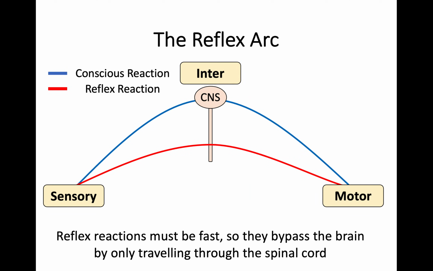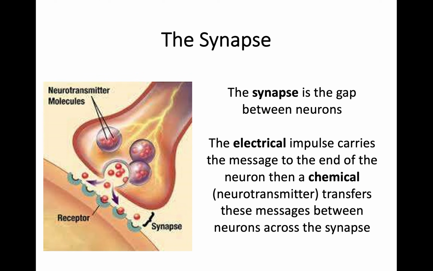So again, we see this sensory, inter and motor neural pathway. However, you'll see here in the diagram, a reflex reaction doesn't go through the brain, although it still goes through the central nervous system. It goes through the spinal cord. The reason for this is because this is automatic. You're literally not thinking about it, and it has to be fast to protect you from harm. So in order for reflex reactions to be fast, they bypass the brain and they travel through the spinal cord, but still go from sensory, inter and motor neurons.